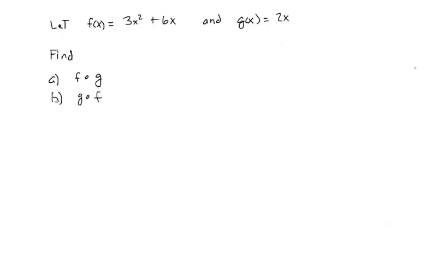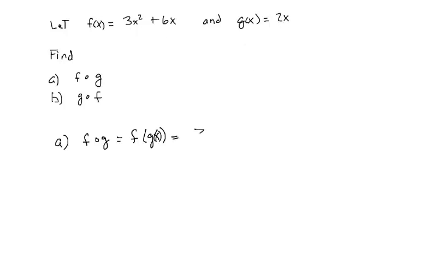So we have let f of x equal 3x squared plus 6x, and g of x is equal to 2x. And we want to find f composed of g and g composed of f. So for part A, we have f composed of g. And remember that that is the same as writing it like this. And I prefer to write it the second way just because I can see which function I'm putting inside the other function. So what this means is we're going to take the g function and put it inside the f function. So everywhere where there's an x in f of x, we're going to put the g of x function.